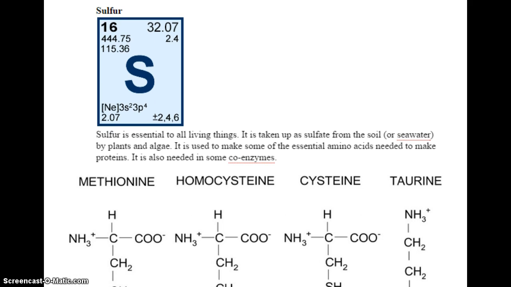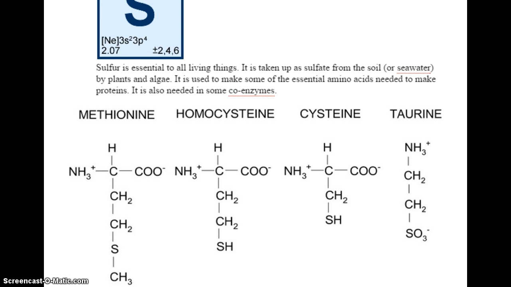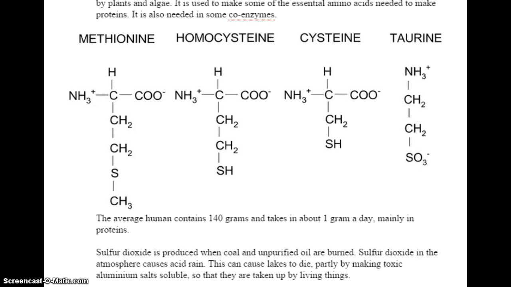So sulfur is taken up as sulfate from the soil or seawater by plants and algae, and it's used to make some of the essential amino acids that are needed to make proteins. And it's also used in some coenzymes. So here are a few examples.